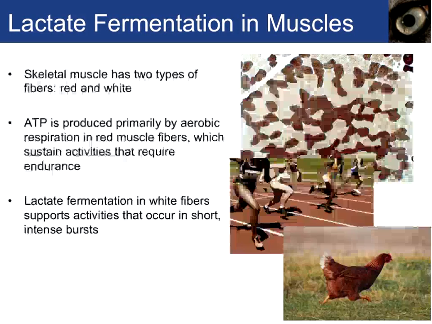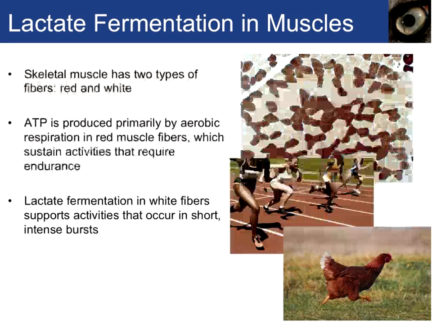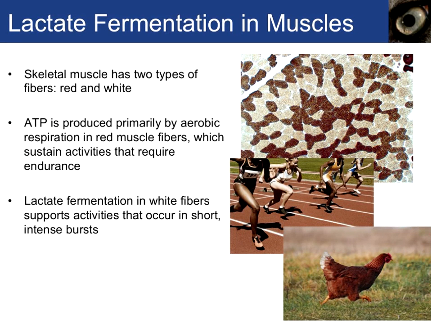The skeletal muscle has 2 types of fibers, red and white, and this is in animal cells. So ATP is produced primarily by aerobic respiration in the red muscle fibers. And these muscle fibers sustain activities that require endurance. The red appearance, which causes the dark meat that you eat on Thanksgiving, is from myoglobin. This is a protein that's similar to hemoglobin in the red blood cells, but it concentrates oxygen in your red muscle fibers for aerobic respiration.